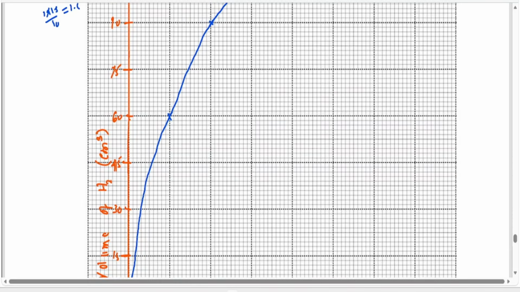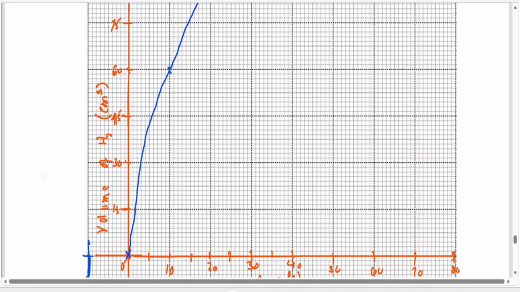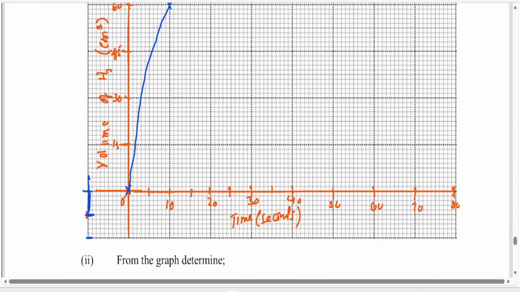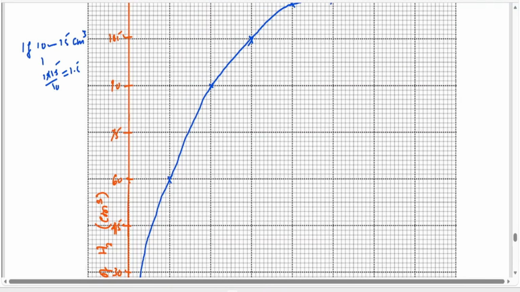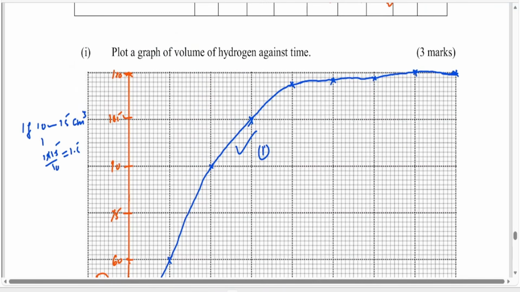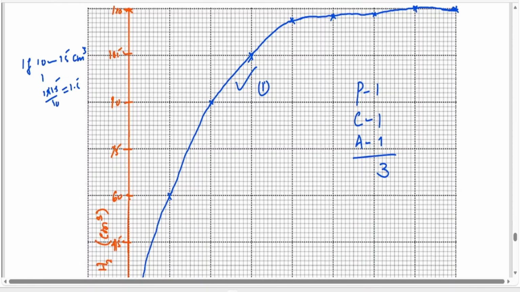Now, let's dive to the questions. For this question, the axes, labeling the axis, have a mark. The curve, 1 mark, and plotting, 1 mark. So we have plotting, 1 mark, curve, 1 mark, and axis, 1 mark. Total 3 marks.